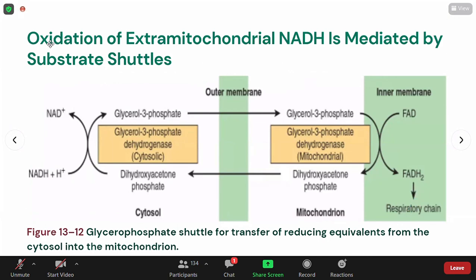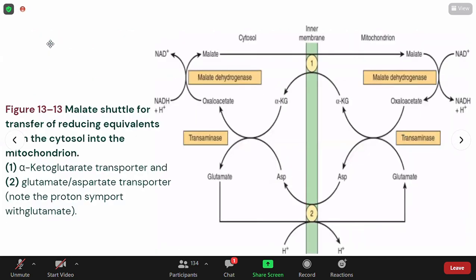Now, what happens now? We need to have an acceptor in AD here. So we look at it this way. This time, what do we have? NAD. NAD also from here. So NADH gives its hydrogen to oxaloacetate, becomes malate.